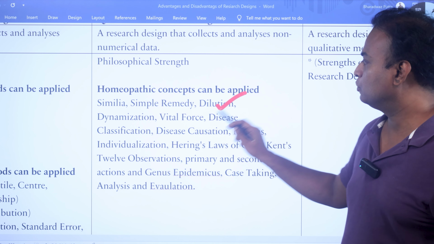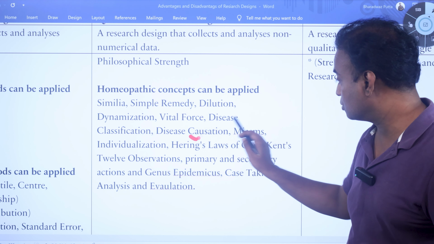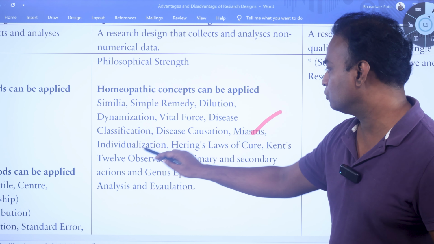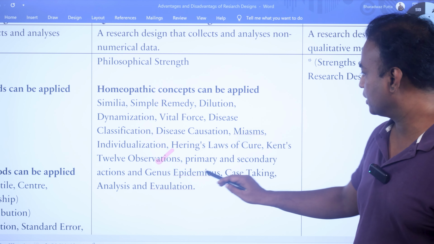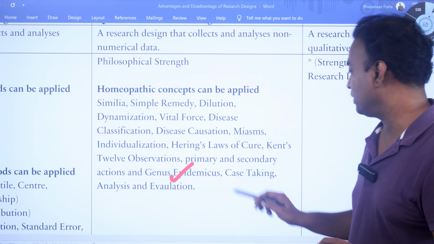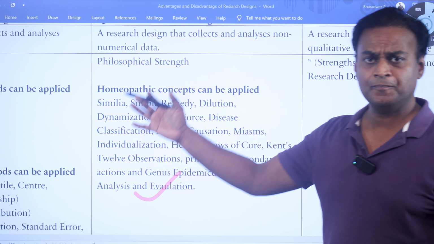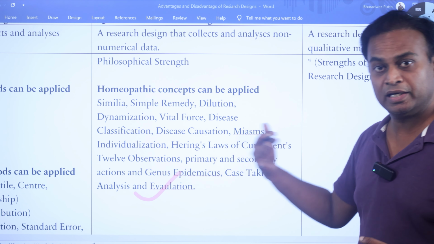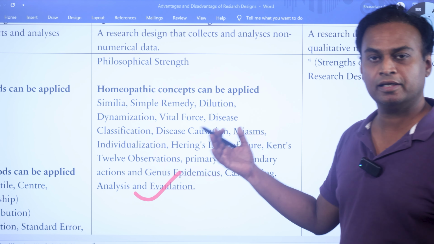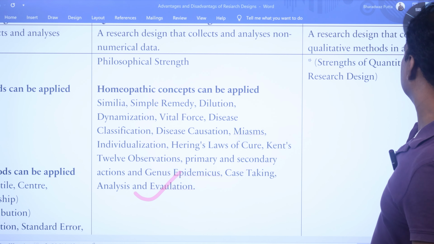Simple remedy, dilution, dynamization, vital force, disease classification, disease causation, miasms, individualization, Hering's law of cure, Kent's 12 observations, primary and secondary action of the drug, Genus Epidemicus, case taking, analysis and evaluation. These are all the qualitative parts of homeopathy. These are all the concepts of homeopathy. These are better tested in qualitative research than quantitative research. This is the advantage we have in qualitative research.